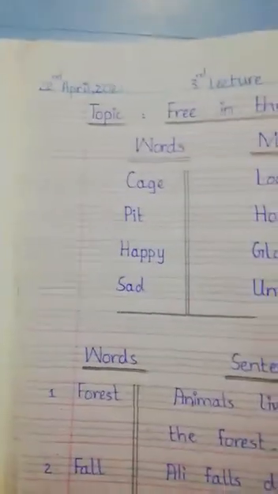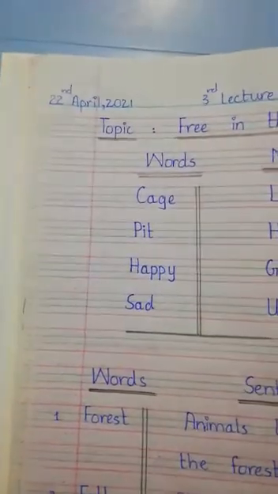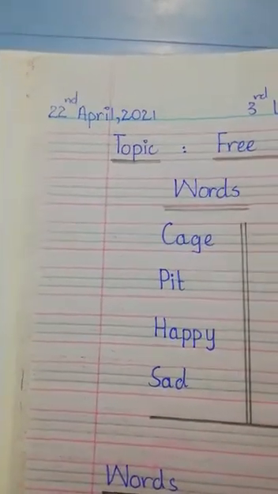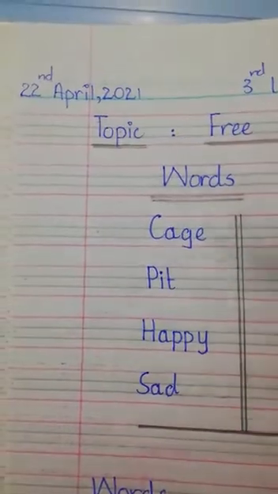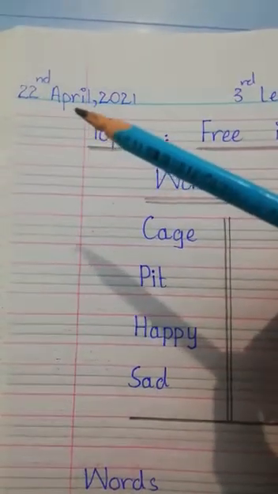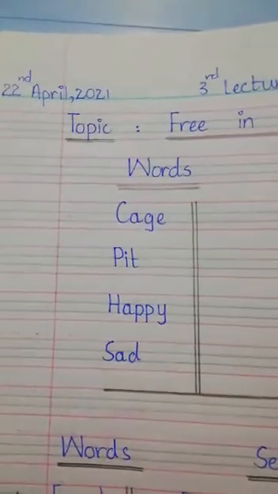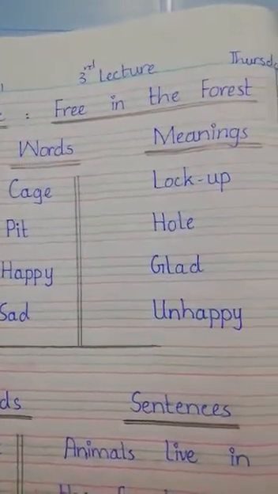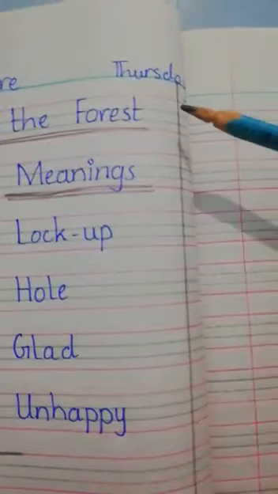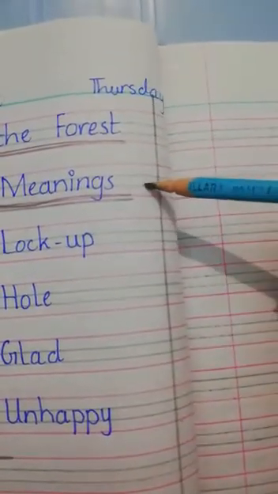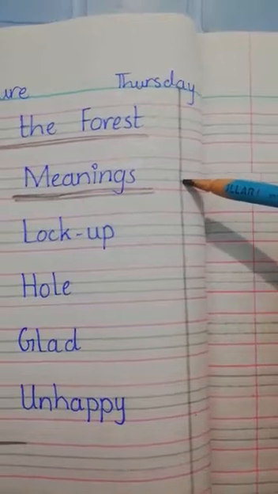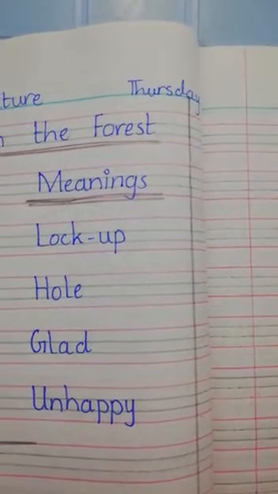After this, you will write a date over here like this. What is the date? 22nd April 2021. What is the date? 22nd April 2021. This is your third lecture, okay? And what is the day today? Today is Thursday.